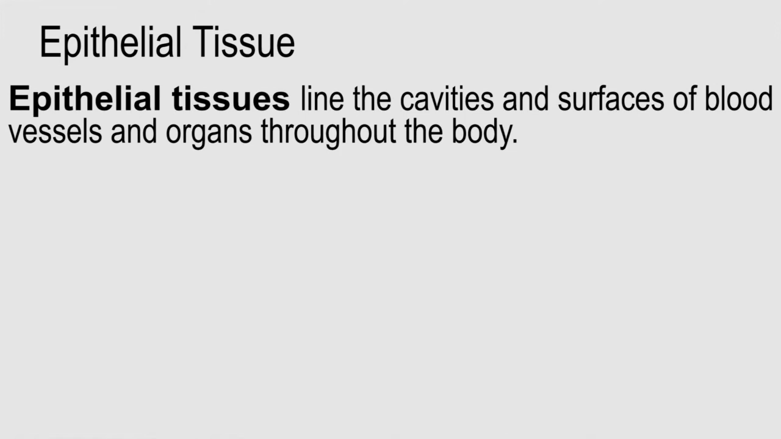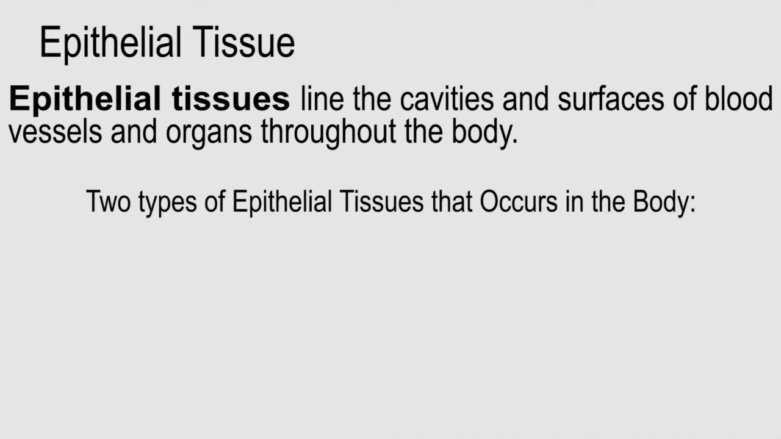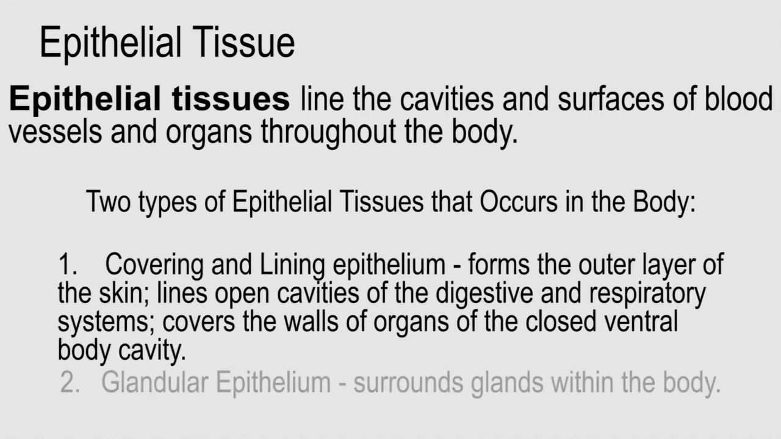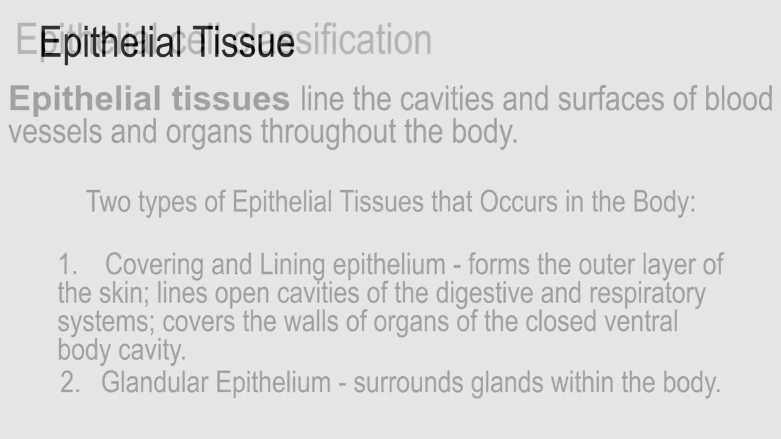Epithelial tissue. Epithelial tissues line the cavities and surfaces of blood vessels and organs throughout the body. Two types of epithelial tissues occur in the body. One, covering and lining epithelium, forms the outer layer of the skin, lines open cavities of the digestive and respiratory systems, and covers the walls of organs of the closed ventral body cavity. Two, glandular epithelium, surrounds glands within the body.